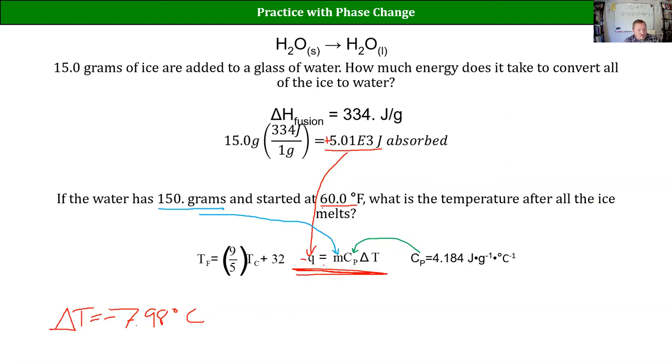So you don't need to. A lot of times solving for delta T is easier than plugging in TF minus T initial and solving for TF that way. A lot of times it's easier to just get delta T and then find your final temperature. Okay.